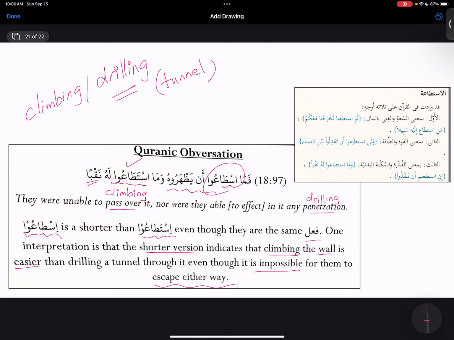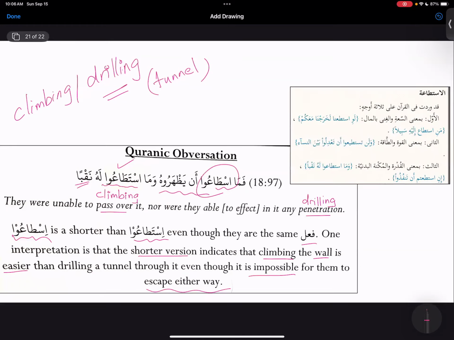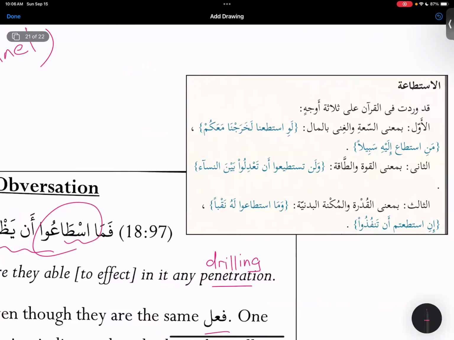Yeah, exactly. And then istita'a, three meanings are given in a classical book, right? It says ala salasati awjihin, it has three aspects. In Quran Pak, it is used in three ways. The first way, bimana sa'a, wusat wa ghina bil mal, meaning financially stable, or the ability of financial ability, you can say, right?